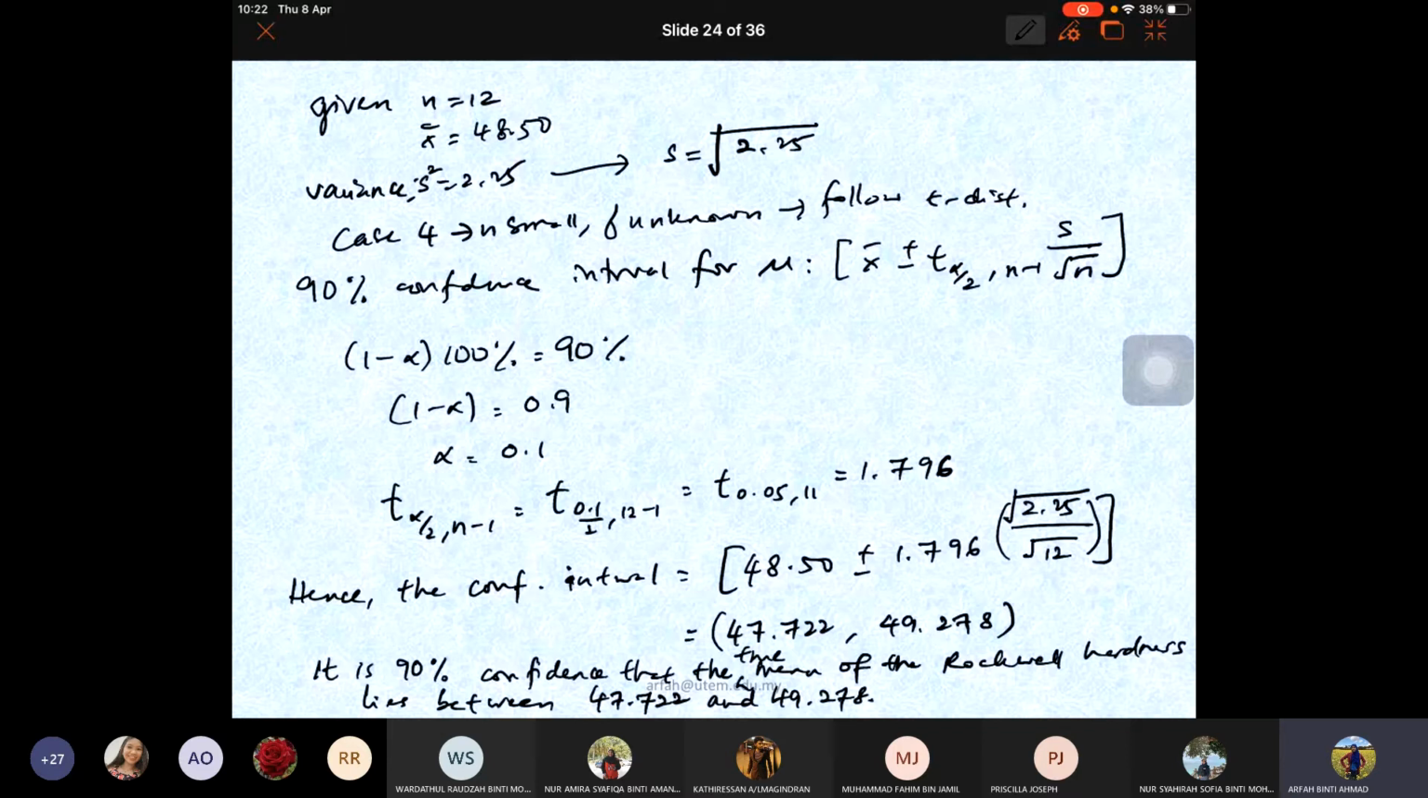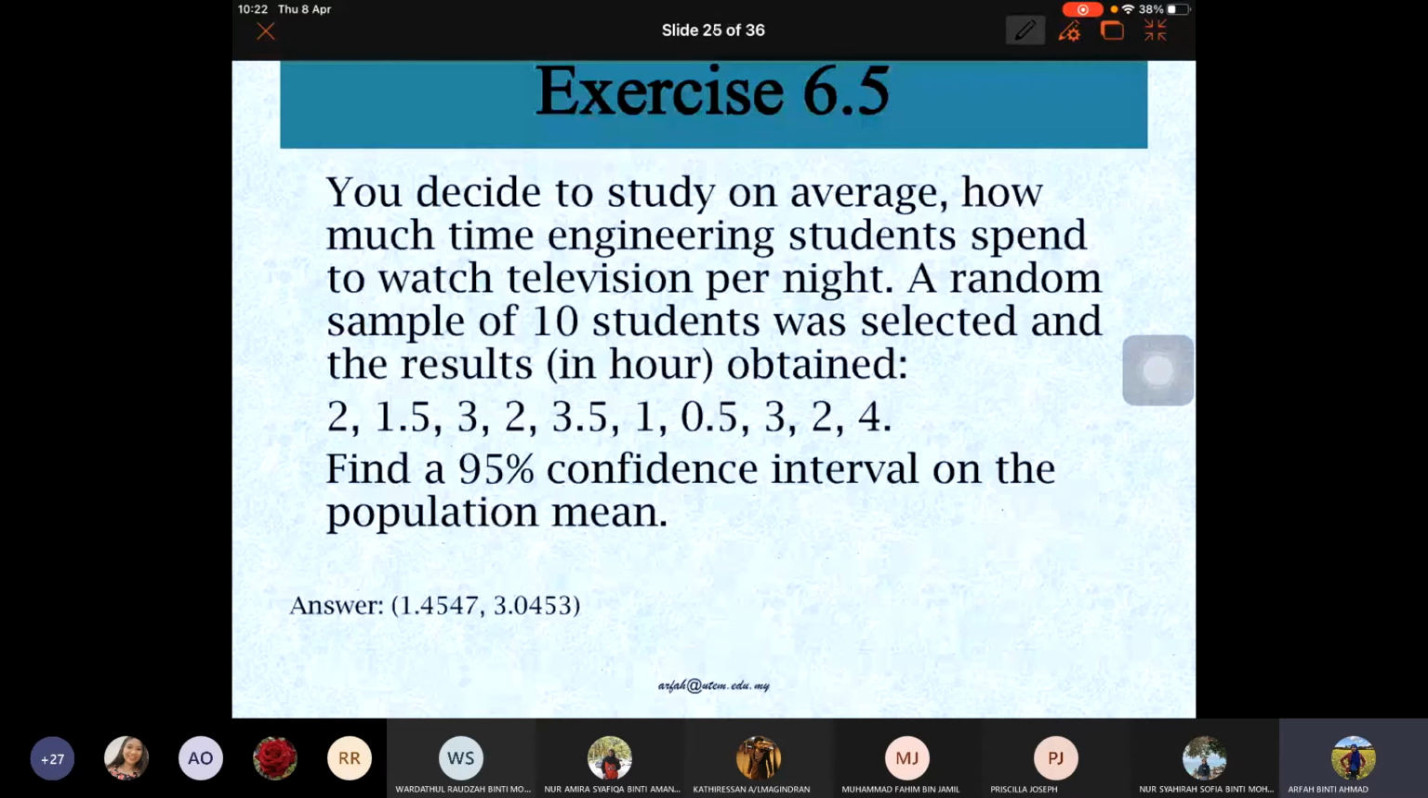Okay. So, the next question, we have this one. Exercise 6.5: you decide to study on average how much time engineering students spend watching television per night. A random sample of 10 students was selected and the results in hours obtained are given below. Find a 95% confidence interval on the population mean. So the question asks us to find the confidence interval for mu, and it gives n equals 10.